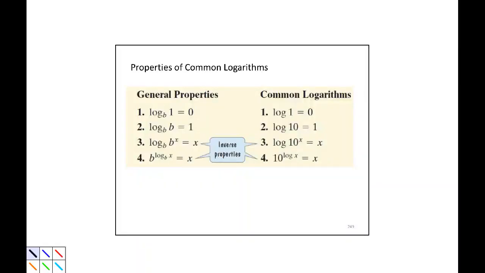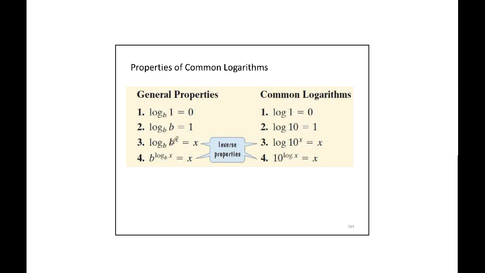Now we're prepared to state all of these properties of common logarithms. We have some general properties and the common logarithm properties. The first is log base b of 1 is equal to 0. That's true for any base, so that's definitely true for common log: log base 10 of 1 equals 0. We also have log base b of b equals 1, and the common log version of that is log base 10 of 10 equals 1.